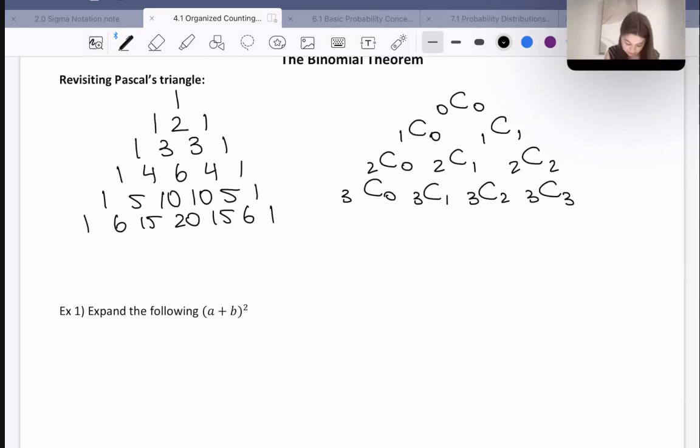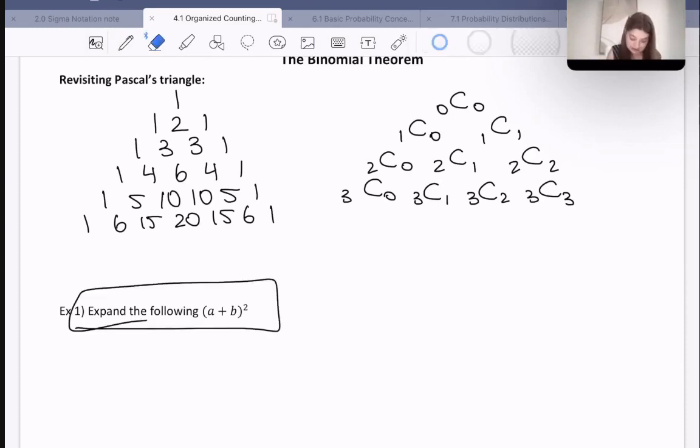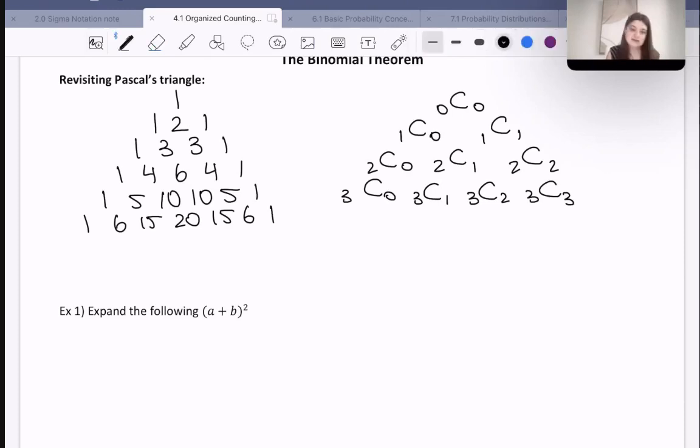Beautiful. So, next we're going to expand the following. Now, we already know how to expand this, right? You might be saying, well, I already know how to expand this because you've probably known since grade 10 or maybe before that. But before we get into that, I want to talk about how we can expand this using the binomial theorem. So what is the binomial theorem?